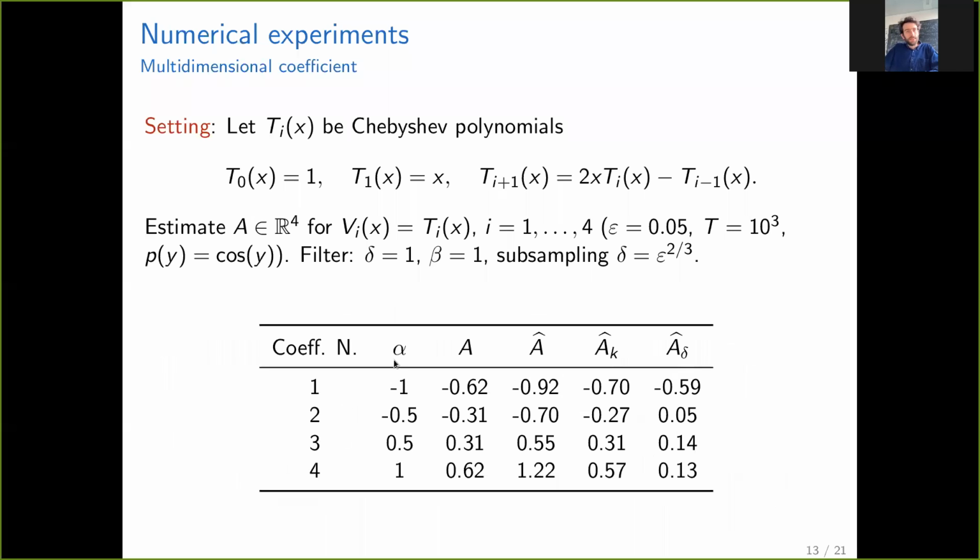The original coefficients we used for generating the data were -1, -1/2, 1/2, and 1. The theoretical values for the effective drift coefficients are given by these values here. And you can see here, if we do nothing, we are close to the alpha coefficient. If we filter the data, then we are close to the A coefficient, extremely well. And if we do subsampling, then we kind of capture coefficient number 1, but then we get lost for coefficients 2, 3, and 4.